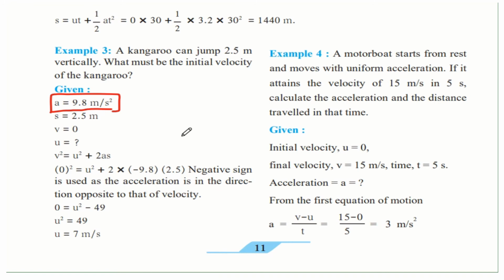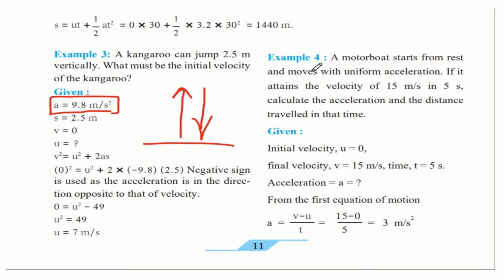So the velocity of the kangaroo was upwards from the surface of the earth, but the gravitational pull was pulling the kangaroo towards the surface of the earth. And since the direction was opposite, therefore we have to use the negative sign.